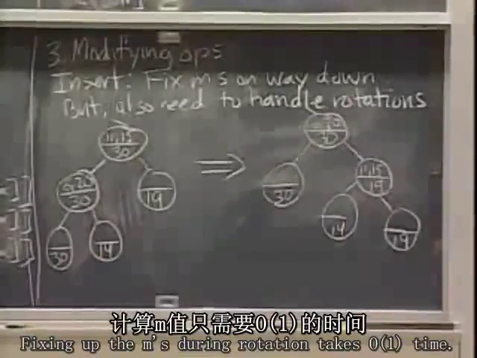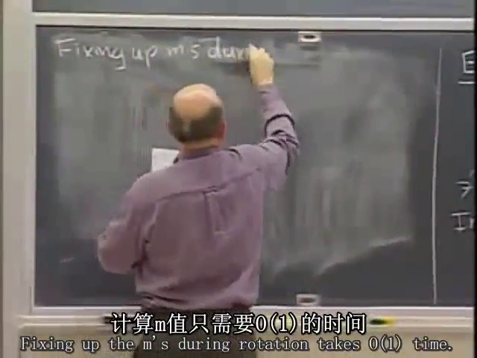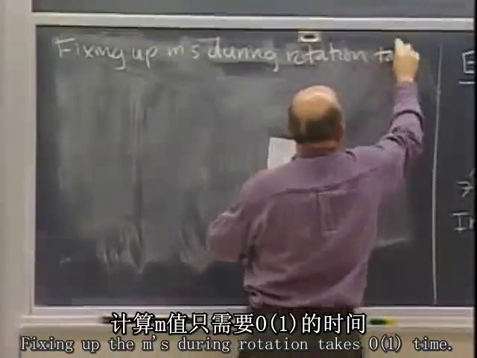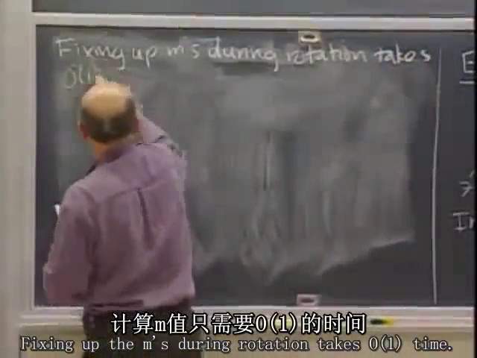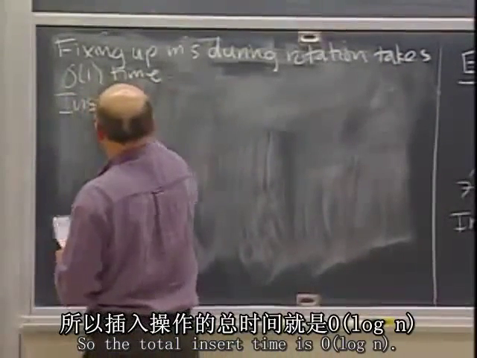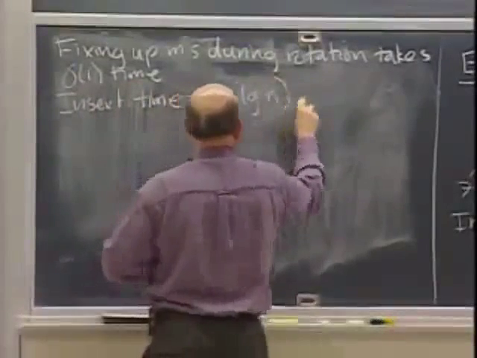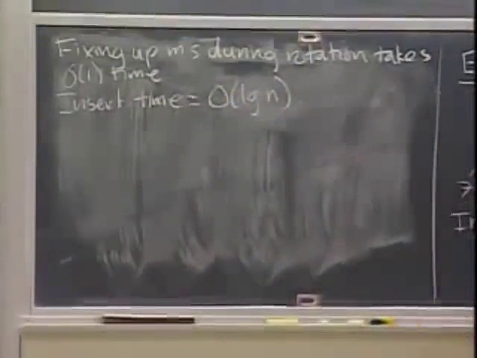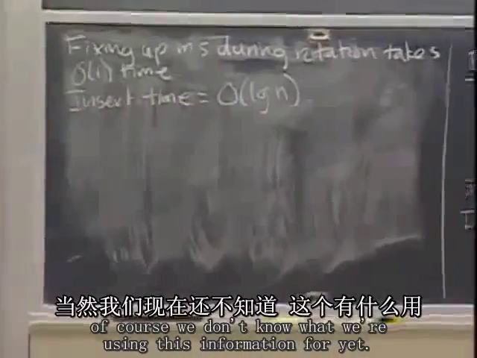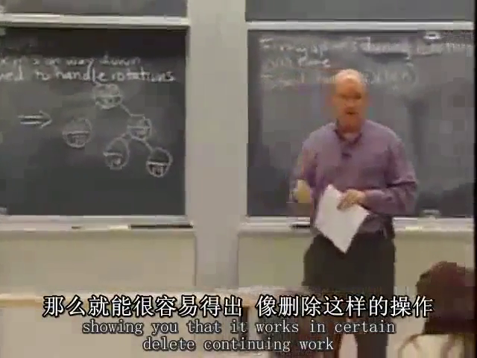Okay, so fixing up the m's during rotation takes one time. Okay? So the total insert time is order log n. Okay, so once I figured out that this is the right information, of course we don't know what we're using this information for yet, but once I know that that's the information, showing you that insert and delete continue to work in order log n time is easy.